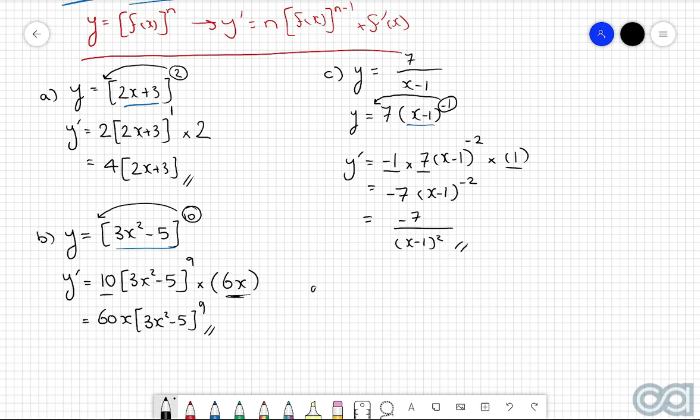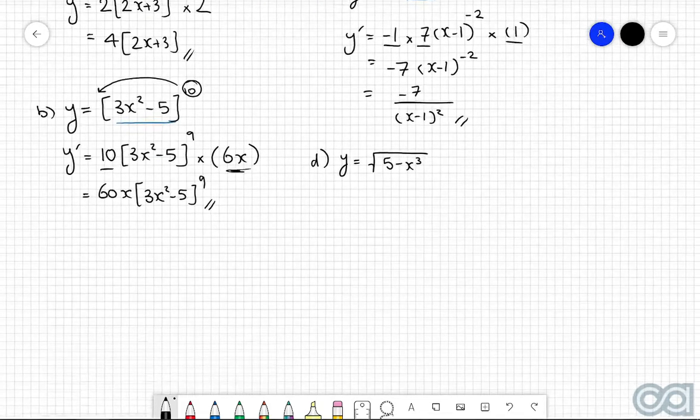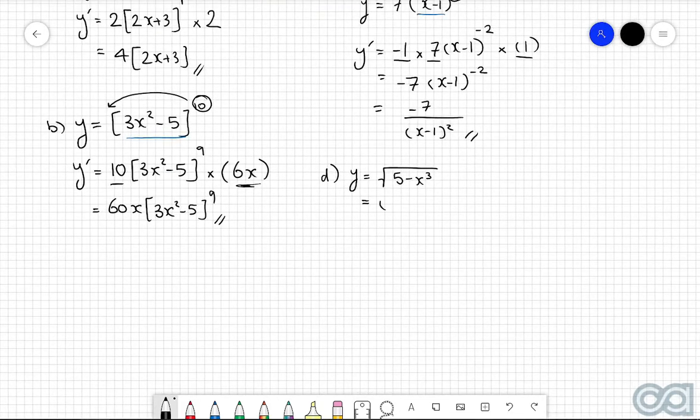And then finally, part D, let's do a radical one in this case. So we've got y is equal to the square root of 5 minus x cubed. So as per the last question, the first thing you need to do is rewrite this in the format of a function to the power of something. In this case, it will be 5 minus x cubed, all to the power of a half. Now we can apply the chain rule. So we're going to bring the half to the front. So half, then 5 minus x cubed.